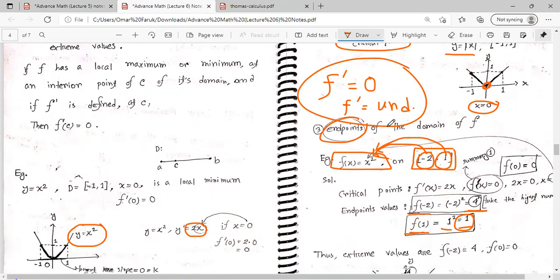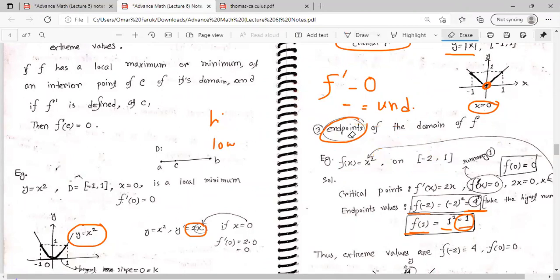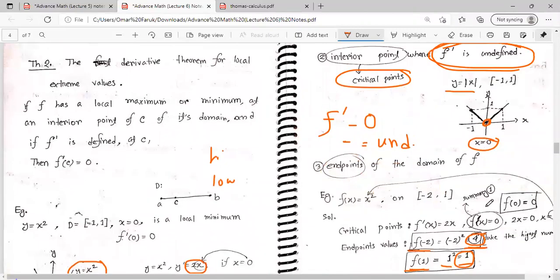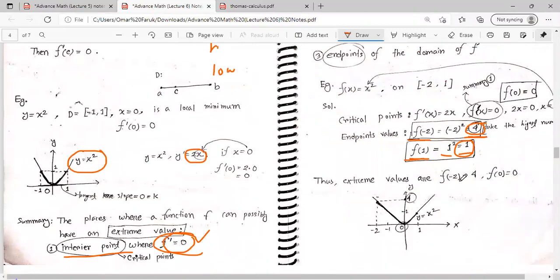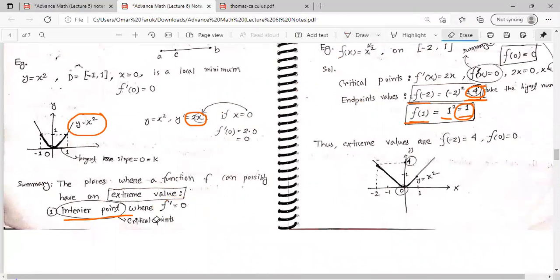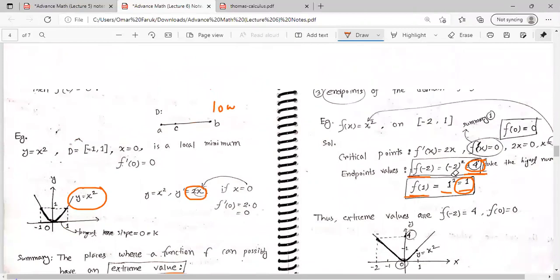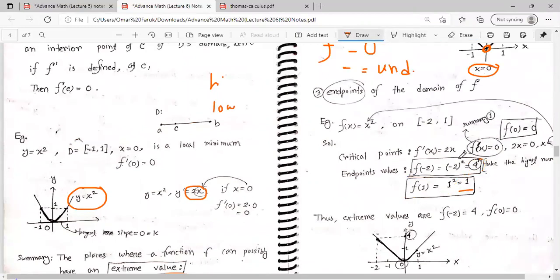So the extreme values will be the highest point and the lowest point. For example, here the highest point is 4, right? And the lowest point is 0. Thus the extreme values are f of minus 2 is equal to 4 and f of 0 is equal to 0.